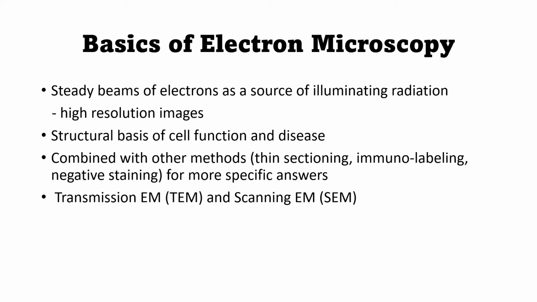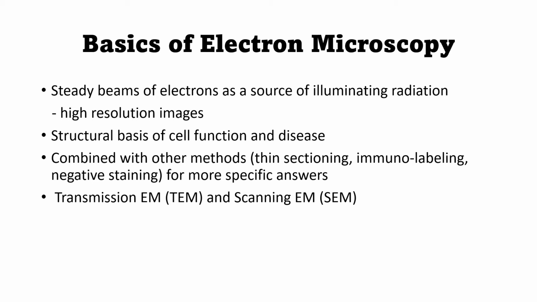So to start off with, I thought we'd look at a quick overview of electron microscopy, just so when everything goes a bit more in depth, we'd have a bit more idea of what's going on. Electron microscopy uses steady beams of electrons as a source of illuminating radiation. These produce high-resolution images of the sample, which could show the structural basis of the cell and its function, or certain diseases, viruses, etc. that are on the sample.